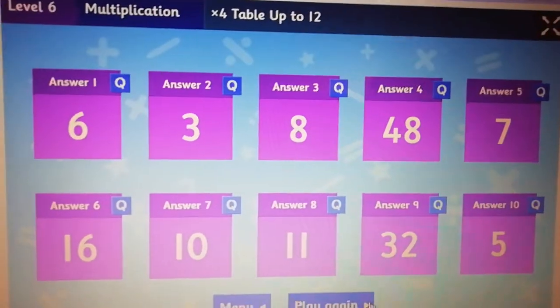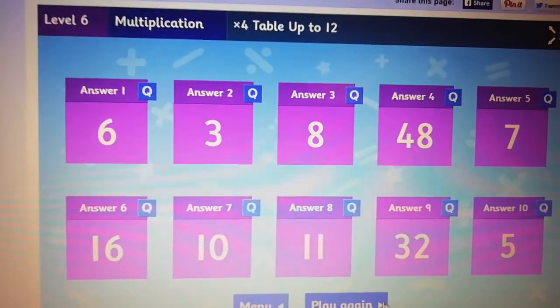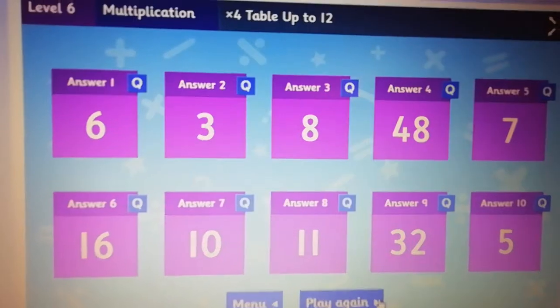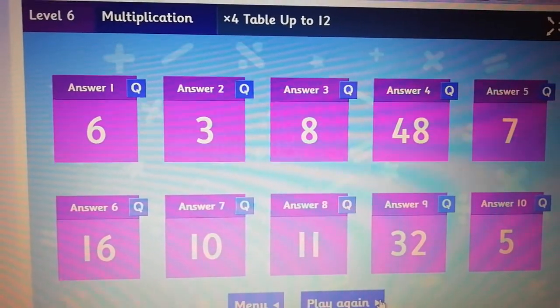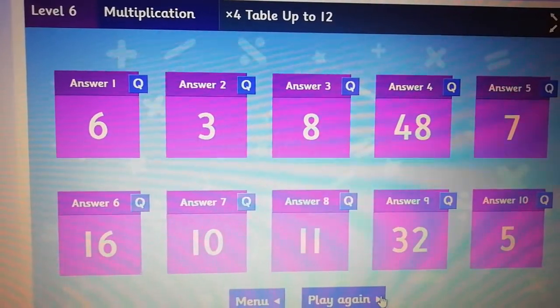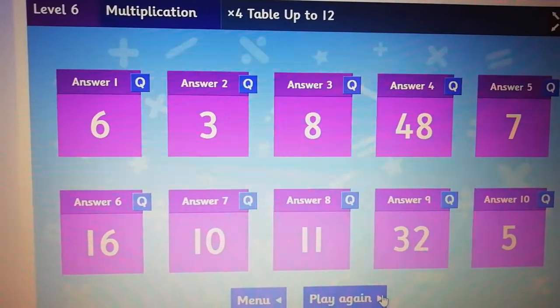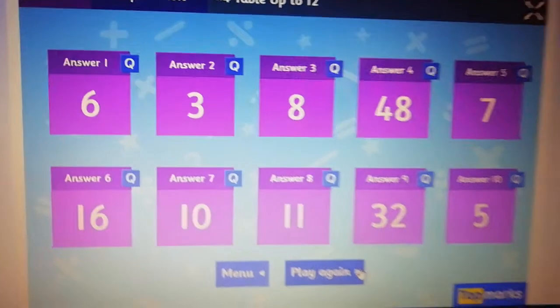And get ready to tick off some answers. Each tick no larger than a square, of course. Give yourself a tick if you've got 6 or 3, 8, 48, 7, 16, 10, 11, 32, or 5.